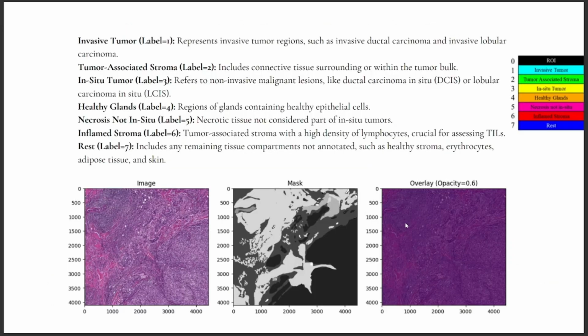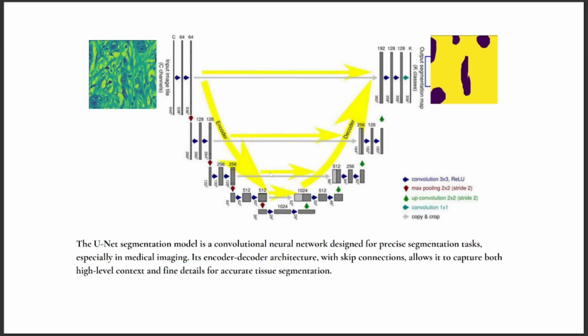We have also trained a U-Net model in which we had 7 labels, including invasive tumor, tumor associated stroma, in situ tumor, healthy glands, necrosis, inflamed stroma, and rest. Here we have obtained the mask image after patching, and then we trained a U-Net model to get the inference. U-Net is basically used for segmentation in medical imaging. It is an encoder-decoder U-shaped architecture which keeps skip connections and allows capturing high-level context and fine details for accurate tissue segmentation.